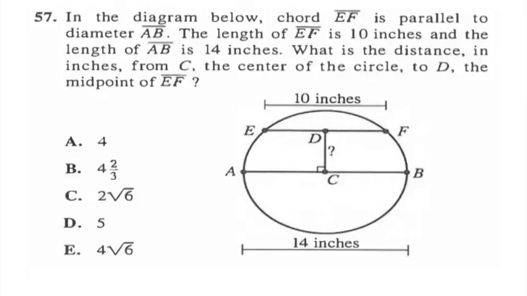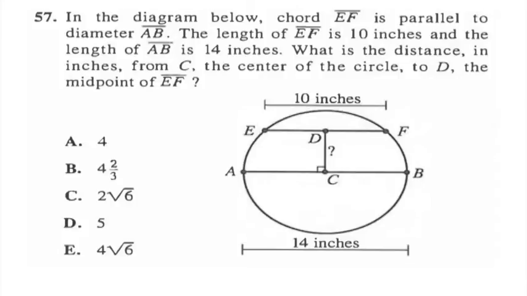57. In the diagram below, the chord EF is parallel to the diameter AB. The length of EF is 10 inches and the length of AB is 14. What is the distance in inches from C to the center of the circle? So we're locating the center of the circle to D, which is at the midpoint of EF. They want this distance here where the question mark is.